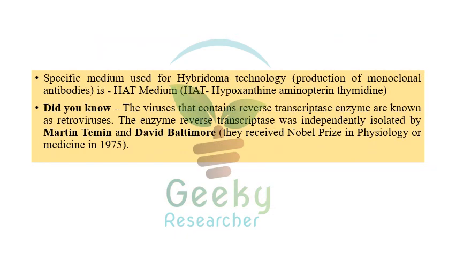Now we'll see some questions related to hybridoma technology. What is the specific medium used for hybridoma technology? It is HAT medium. HAT means hypoxanthine, aminopterin, thymidine, the specific medium used for the production of monoclonal antibodies.